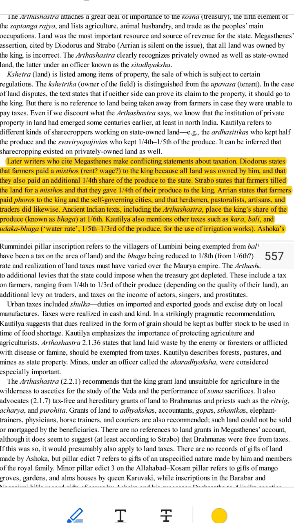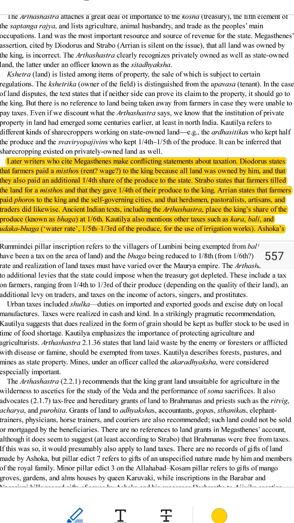Who paid taxes? Different people paid different types of taxes based on what they did. Here are the main groups that paid taxes. 1. Farmers, people who grew crops on land. 2. Herders, people who took care of animals like cows and goats. 3. Artisans, people who made things like potters or carpenters. 4. Traders, people who sold goods in markets.